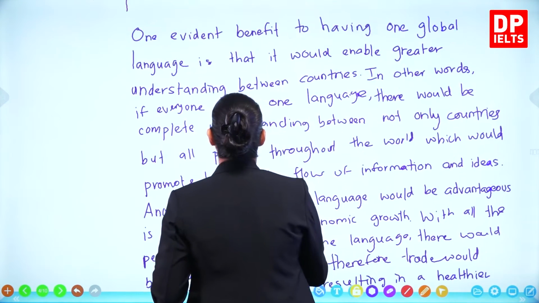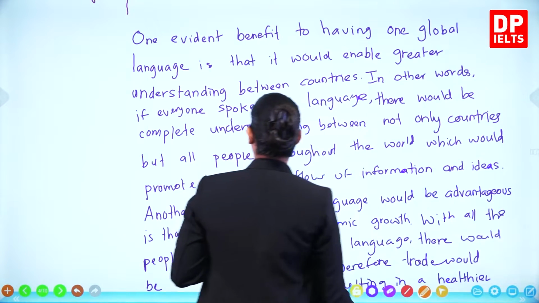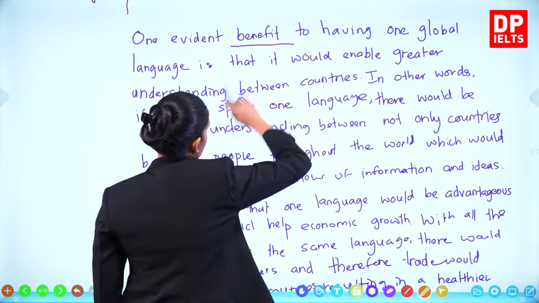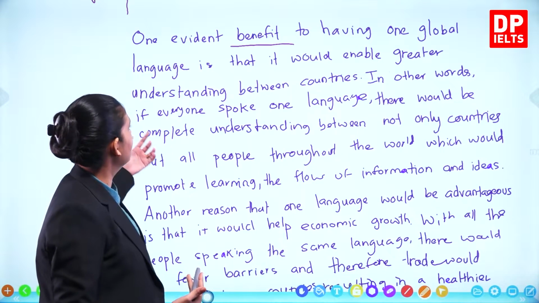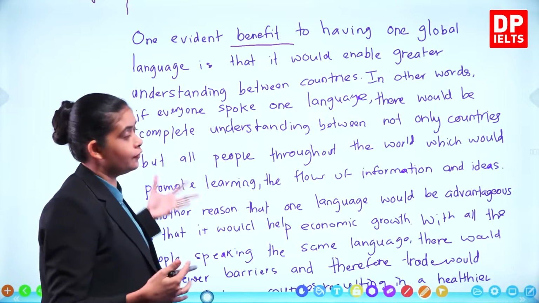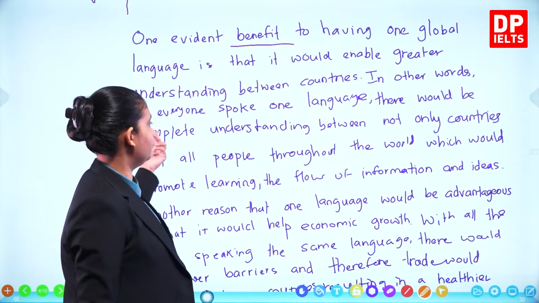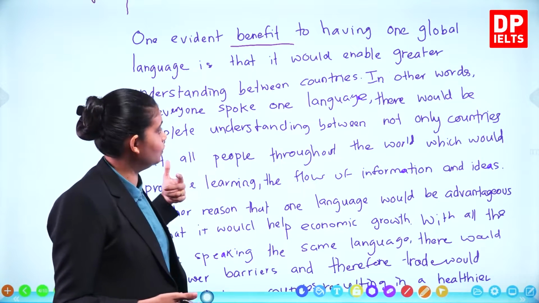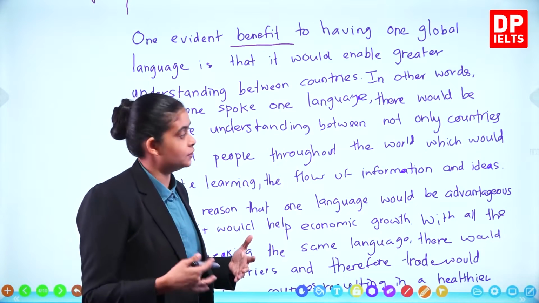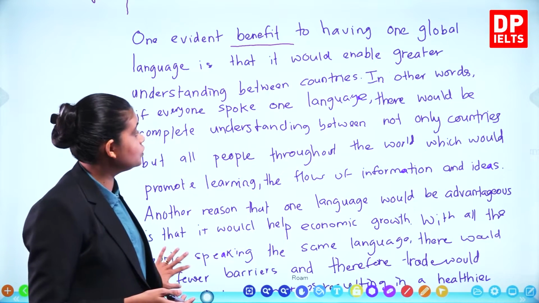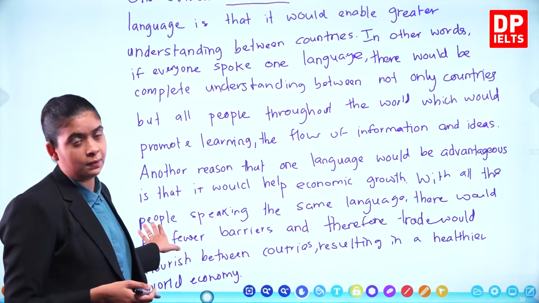Right, so when we have a look at this paragraph, one evident benefit, okay, so we talk about benefits here, and that's very clear in your topic sentence that it would enable a greater understanding between the countries. So in other words, you emphasize what you want to tell, that when everyone speaks one language, it would be easier for people to understand each other. Now, it's not only between countries, but also between people, the understanding would be much easier.